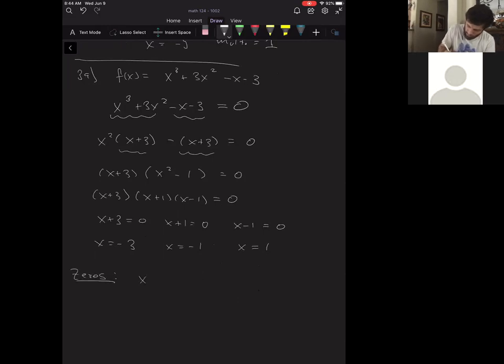So our zeros: we have x is equal to minus 3, and the multiplicity is 1 because we only got it one time. We have x is equal to minus 1. The multiplicity is also 1 because we only got it one time. And x is equal to positive 1, and that multiplicity is also 1.